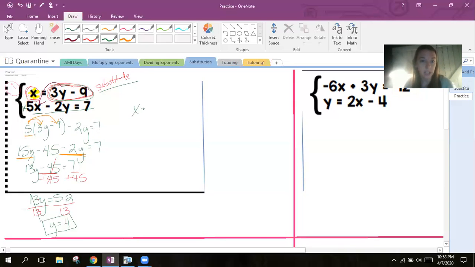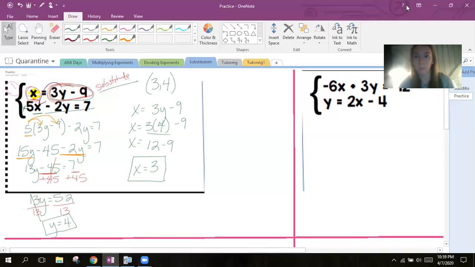So I have x equals 3y minus 9. So I have an equation. I know what y equals, so I'm just going to plug it in. So x equals 3 times y equals 4, we just discovered, minus 9. So x equals 3 times 4 is 12, minus 9, x equals 3. So if we were to graph these two lines, then they should intersect at the coordinate 3, 4.